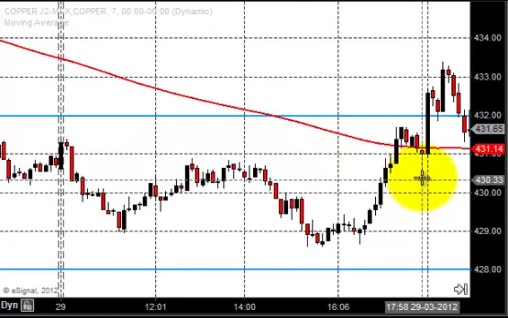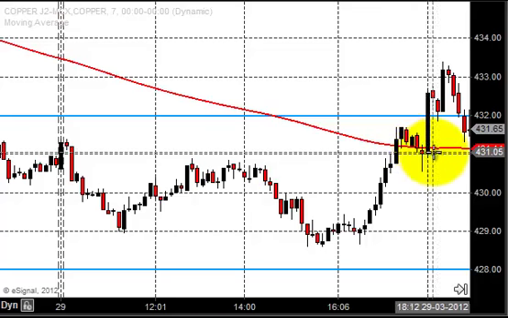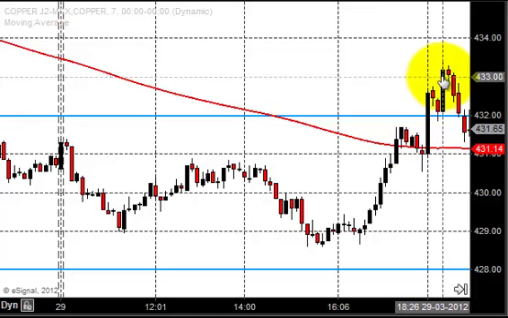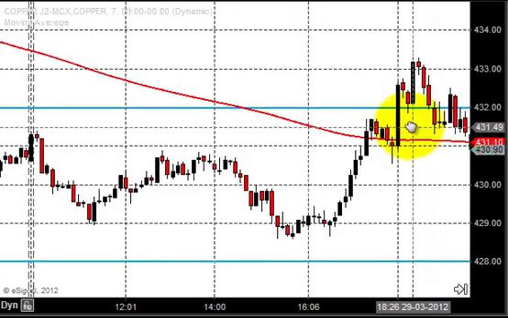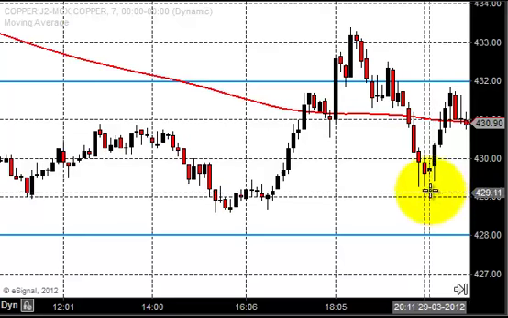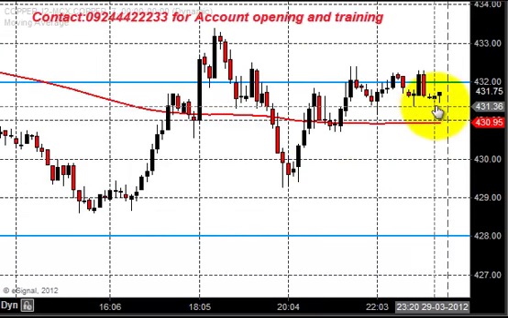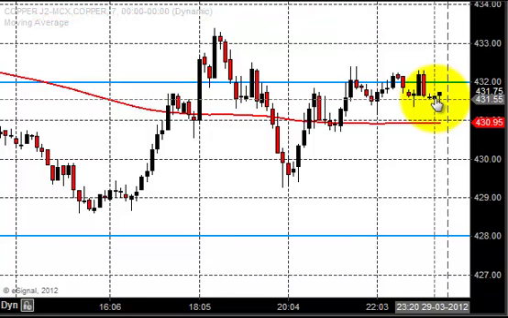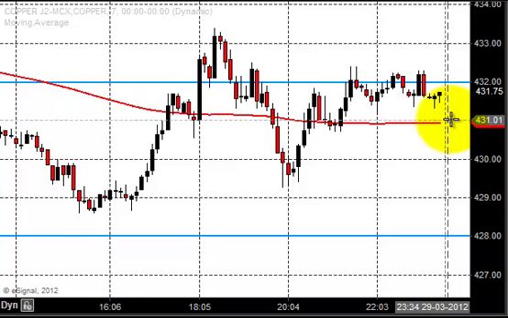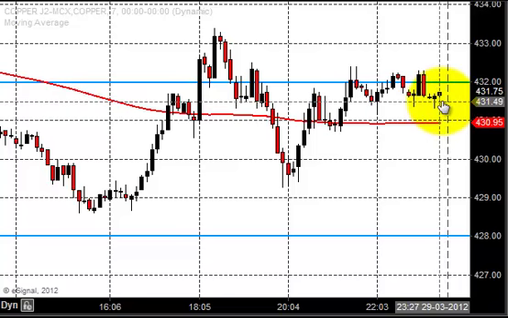Then straight away it went and tested 432 again. You can see the price took some support with the moving average, tried to break 432, but still could not sustain there for a long time, and again there was a drop till 429. It consolidated and closed around 431.75, which is near the major resistance zone for copper. So yesterday copper closed near 431.75, a very major resistance zone, and these zones are very crucial for trading.